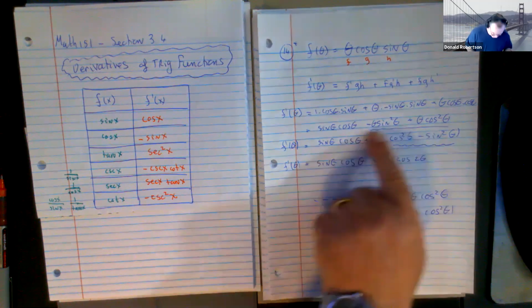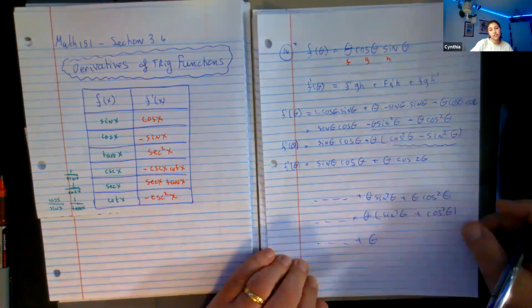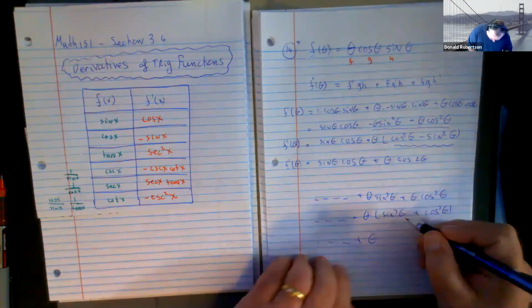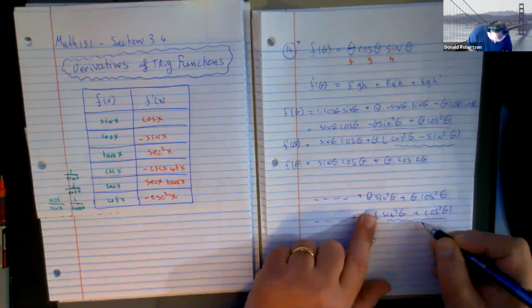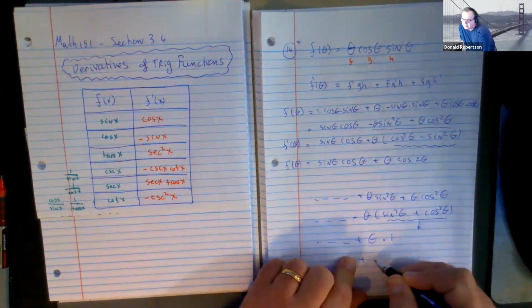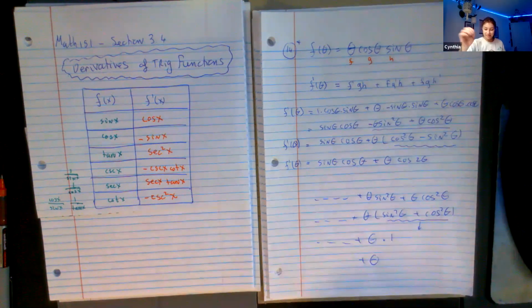Call it good. Why does that just turn into theta? Oh, sine squared plus cos squared is 1. So it's theta times 1. So it's theta. Gotcha. Okay, thank you.